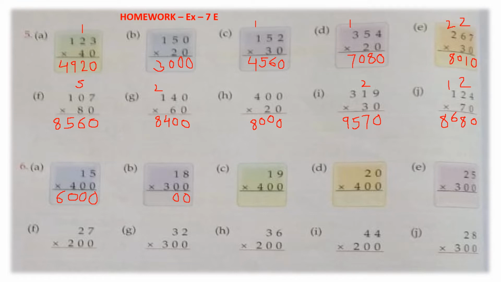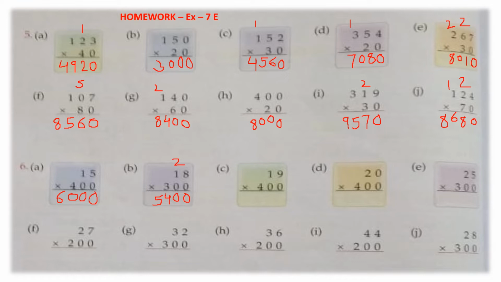Multiply 18 with 3. If you remember the table, it's good. If not, you can multiply in this way also. 3 8s are 24. So 4 you will write down and 2 as carry. Now 3 ones are 3 plus 2 is 5. So it will become 5400.